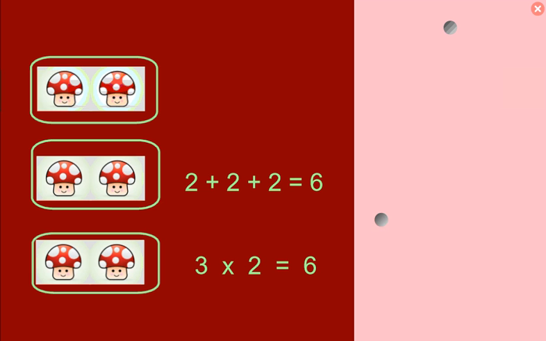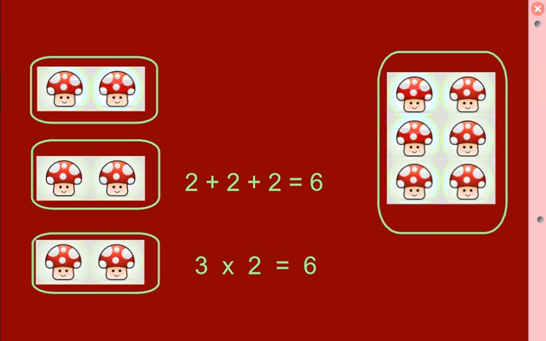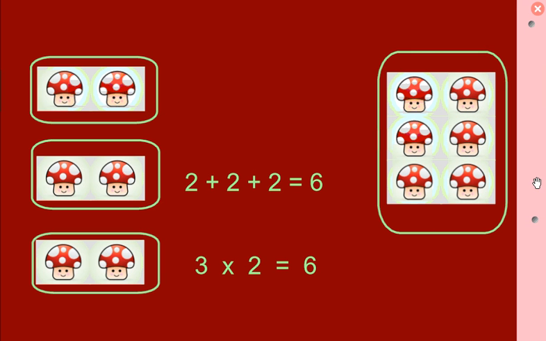All right, so here's an example. Here's 2 plus 2 plus 2 equals 6, if you add them up. We could also say 3 times 2 because there's 3 2's. It makes 6. That's just a picture of all 6 together.